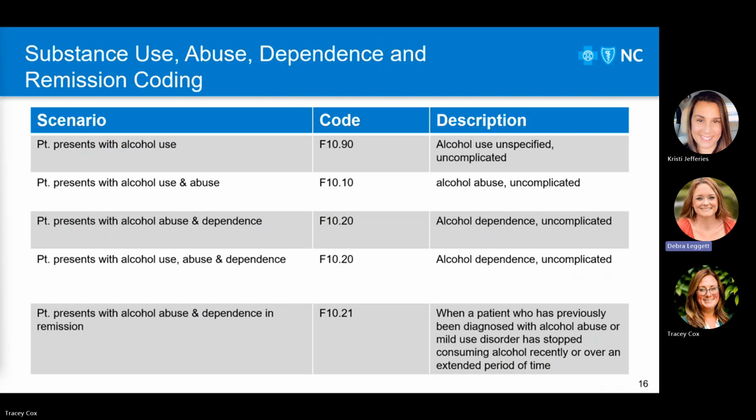Our third scenario, the patient presents with alcohol abuse and dependence, code F10.20. This code indicates alcohol dependence, uncomplicated. It's used when a patient has developed a dependence on alcohol, which can include tolerance, withdrawal symptoms, or a strong desire to drink. The fourth one, a patient presents with alcohol use, abuse, and dependence, code F10.20. This code is again for alcohol dependence, uncomplicated, which applies when the patient meets the criteria for use, abuse, and dependence without complications. And in the last scenario, a patient presents with alcohol abuse and dependence in remission, code F10.21. This code is for when a patient who was previously diagnosed with alcohol abuse or dependence has stopped drinking recently or for a long period. It means they are in remission.